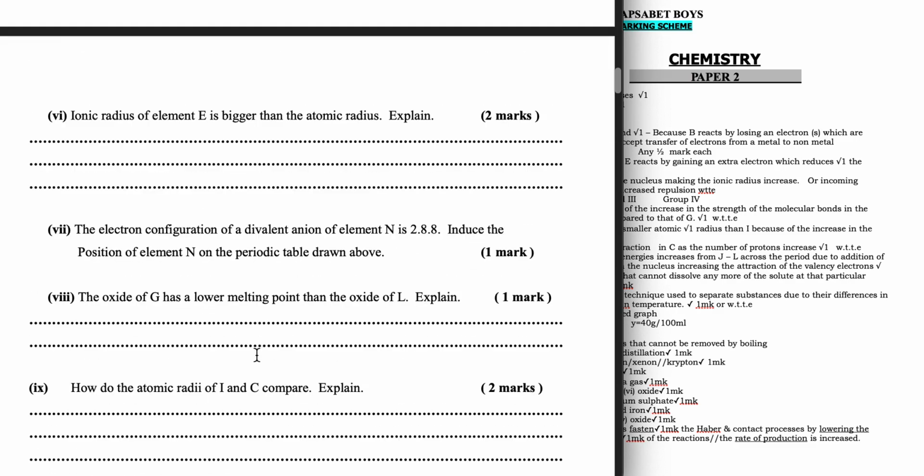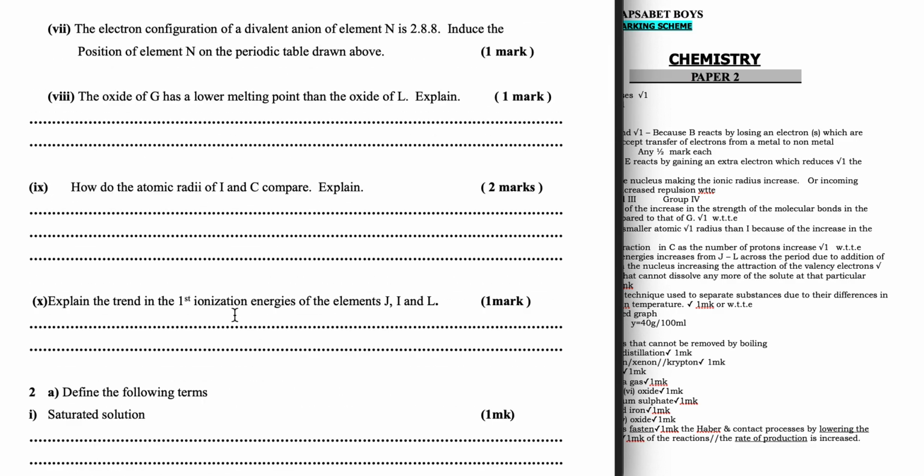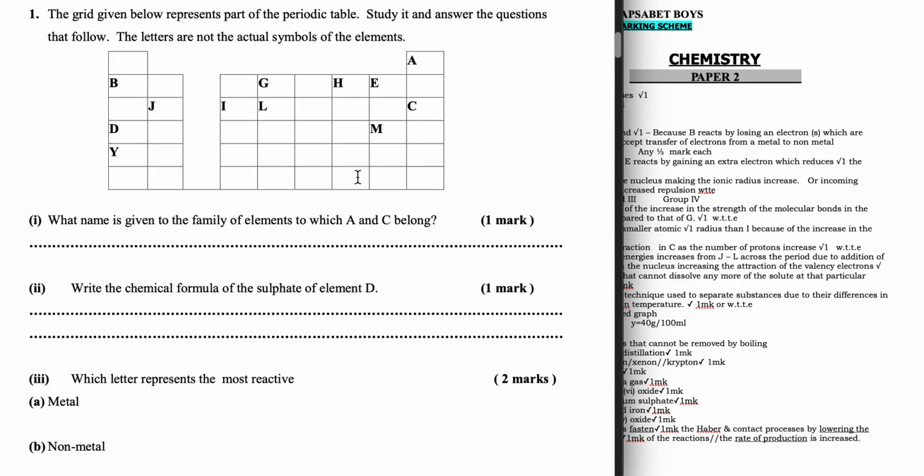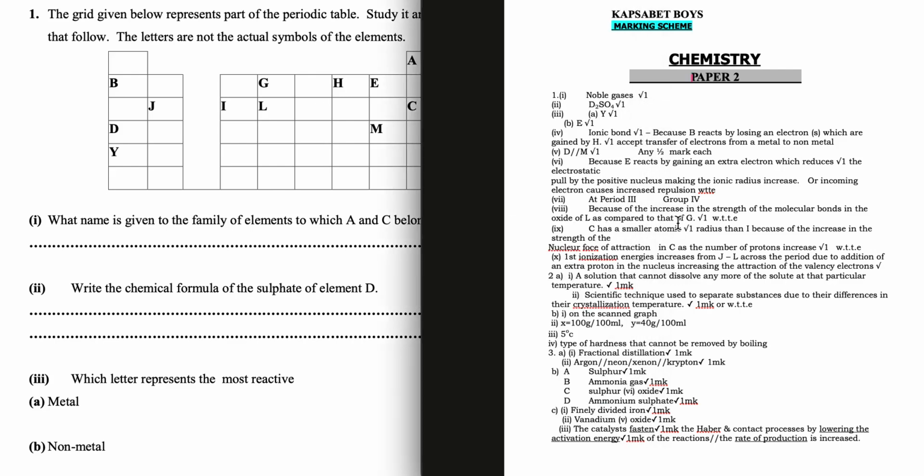10. Explain the trend in first ionization energies of elements J, I, and L. First ionization energies increase from J to L across the period due to the addition of an extra proton in the nucleus, increasing the attraction of the valence electrons.